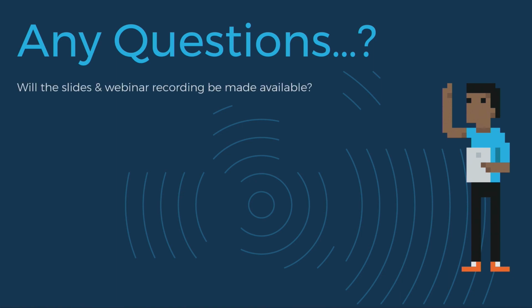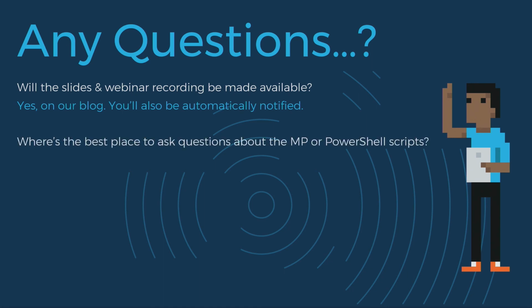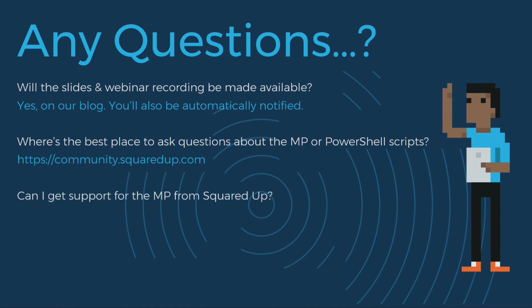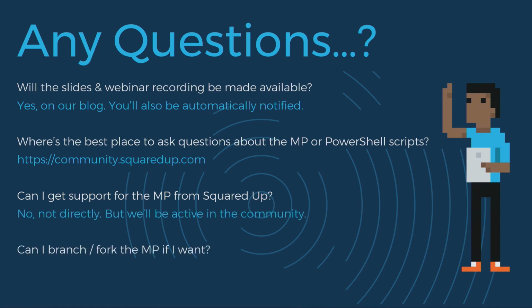Just to head off with a bit of an FAQ at the end there. Will the slides and webinar recording be made available? Of course, on our blog and probably many other places. And if you are on this webinar, you'll automatically get an email when that's being made available. If I haven't said it enough already, where's the best place to ask questions about this? community.squaredup.com. Can you come to Squared Up to get support for the management pack or your scripts? No, not directly, but we'll be there. You'll see us responding on the community. Can I branch and fork the management pack if I want it to do something different? Of course, help yourself. We'd love to see that, and again, we'd be very supportive of that.